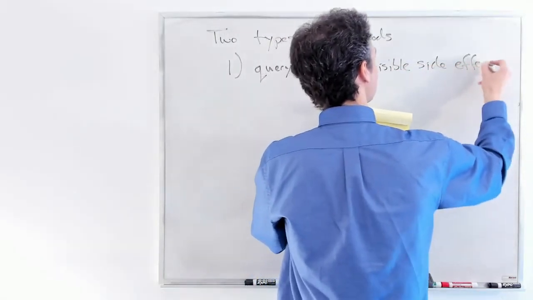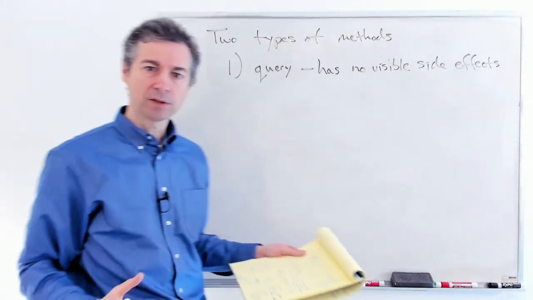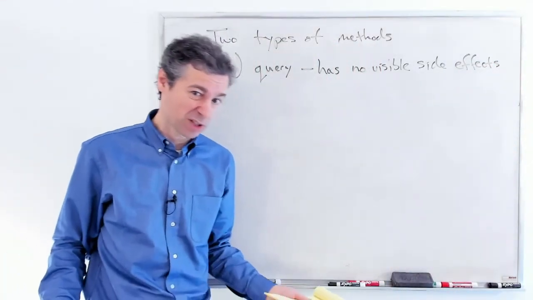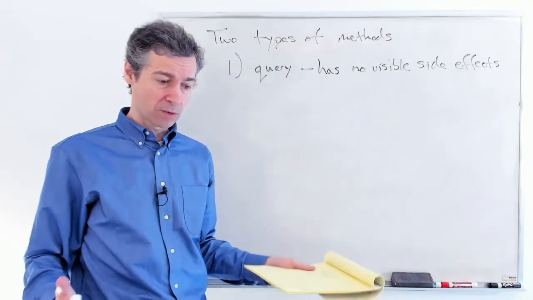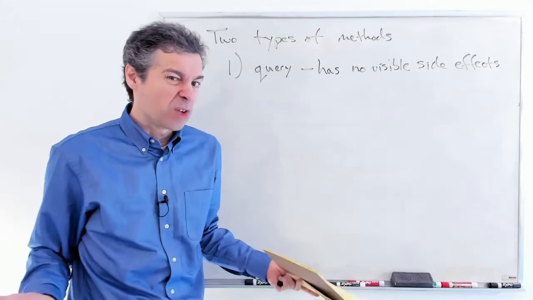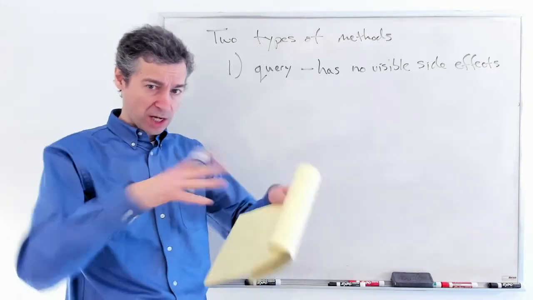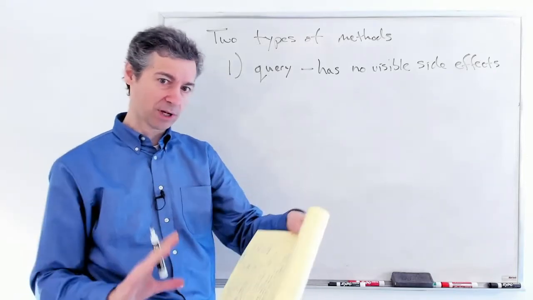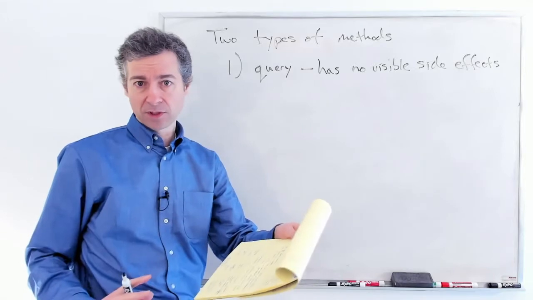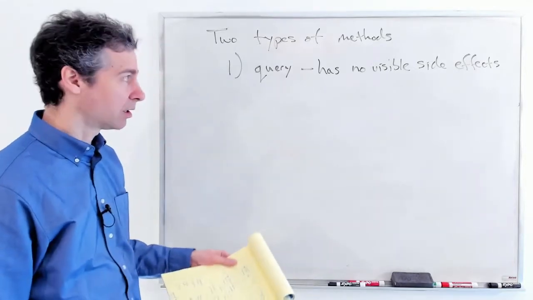In other words, it doesn't change anything about the object that we can tell. It might change something on the inside, again from the black box perspective, but we don't know that. From our perspective, nothing changes. Anything that we could probe or test on the outside by calling other methods about that object, there's no visible side effect.